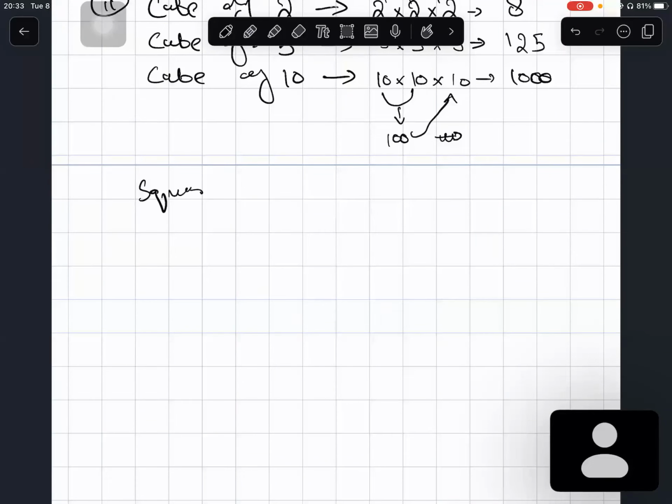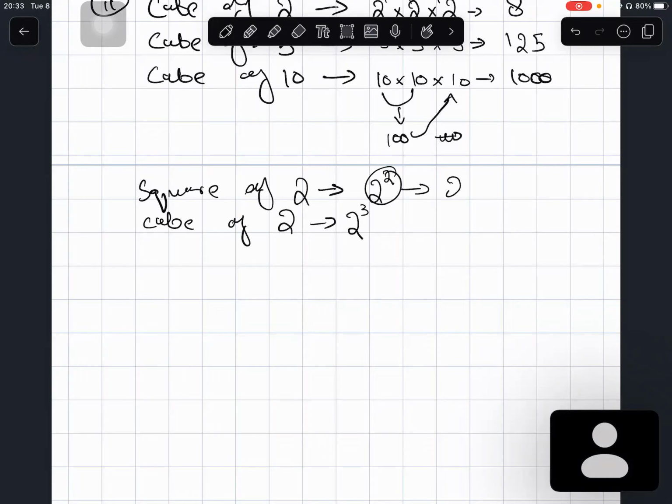For example, right here, when I write the square of 2, this can also be written as 2 raised to the power of 2. When I write the cube of 2, this can also be written as 2 to the power of 3. This translates into 2 times 2, and this translates into 2 times 2 times 2. Is this making sense? Yes.